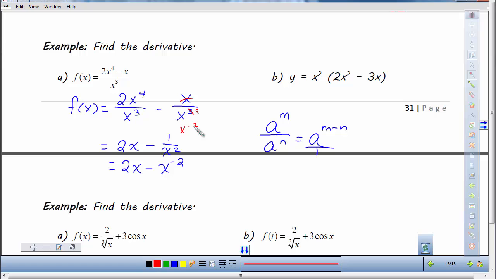All right, did I take my derivative yet? No. So f prime of x is going to equal what? 2 plus 2x to the what? Negative 3. Got to go down. So 2 plus 2x to the negative 3. Or if we wanted to, 2 plus 2 over x cubed would be the right answer. Questions about that?